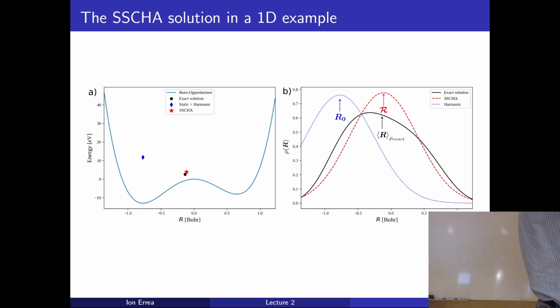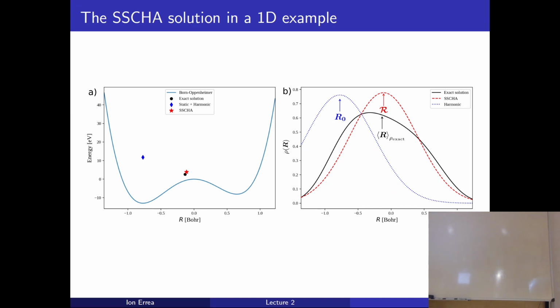So one example of the SSCHA: we have this 1D potential, the Born-Oppenheimer potential. What is the harmonic solution? It's the minimum. But this is the Born-Oppenheimer energy, while the energy of the ions is this one. What is this difference? It is 1/2 h bar omega in the harmonic approximation, so the zero-point energy is considered.